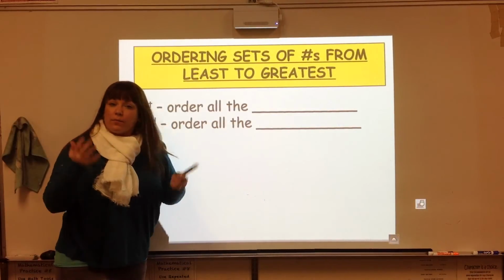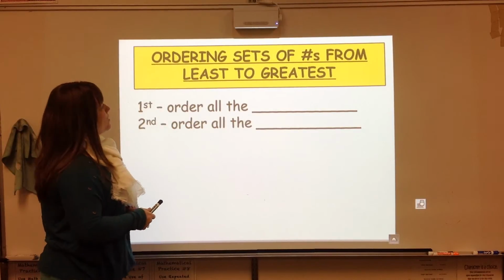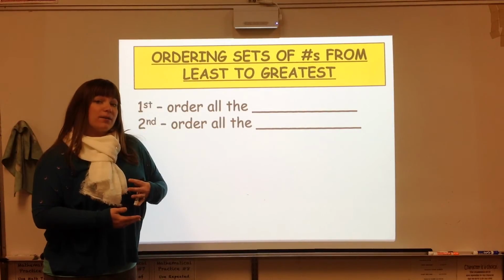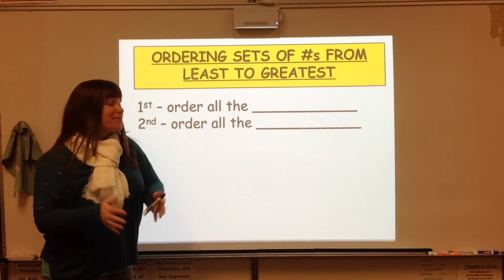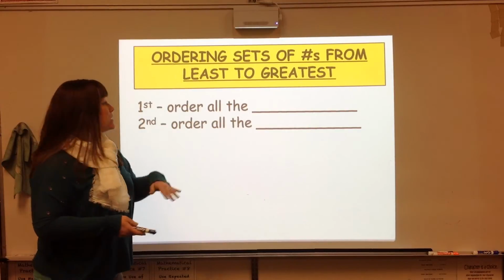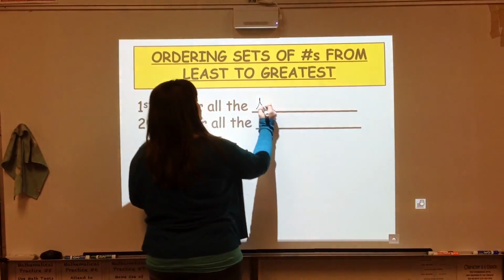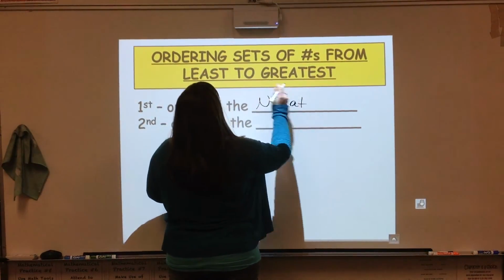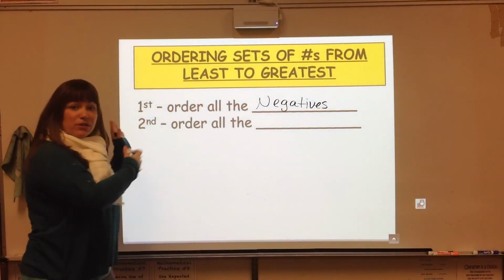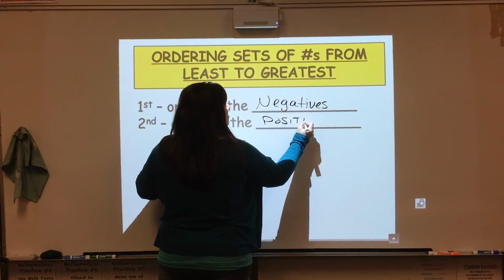The last part of this lesson is talking about ordering the integers. And so when we are ordering integers, we're going to get a bunch of them. Remember, a group of numbers with those braces, it's called a set. So ordering sets of numbers from greatest to least or least to greatest. The first tip is to order all of the negatives first, especially if we're going from least to greatest. Negatives will come in the order first because those are going to be the smaller ones, and then go ahead and order your positives.